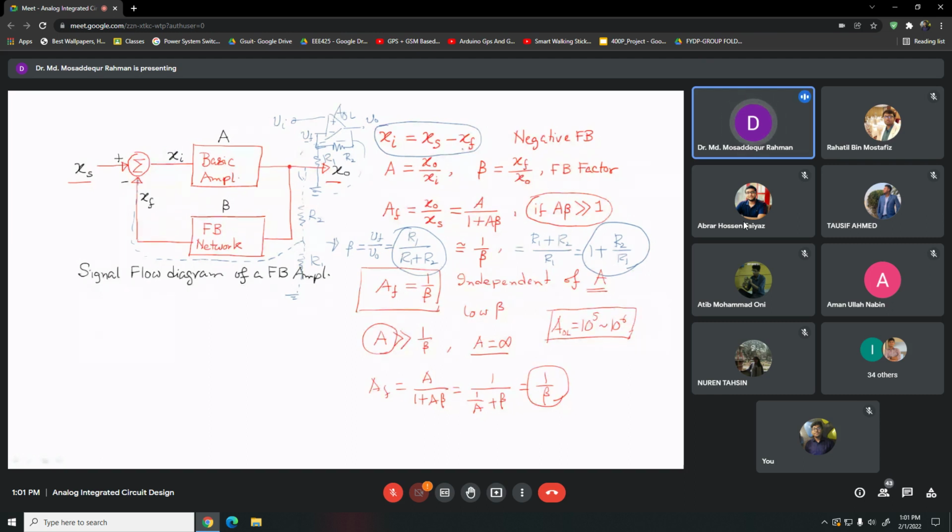Otherwise, if this is not accurate, then the output will not be accurate, right? So we need a precise mechanism to take the difference signal here. So at the input side, we need to develop some mechanism that is able to take the difference between these two signals. One is our source signal, the other is the feedback signal. Right? So first we take the difference.